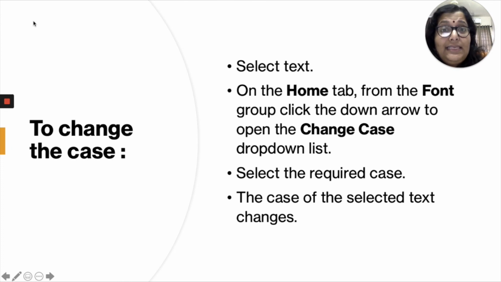To change the case, the first thing that you have to do is select the text that you want to work on. On the Home tab, from the font group, click the down arrow to open the Change Case drop-down list. From the font group, you have to look for the Change Case drop-down list. Select the required case. From that, you have to select the case that you want. The case of the selected text changes. When you click on it, the case of the letters will change.